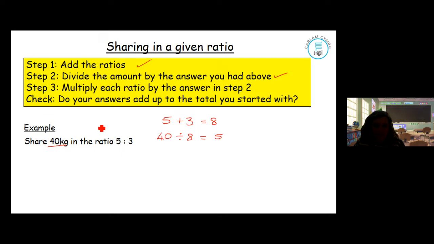And then step 3, multiply each ratio by the answer you had in step 2. Now each ratio is 5 and 3. So I'm actually going to have 2 answers, and I'm going to work out 2 things here.